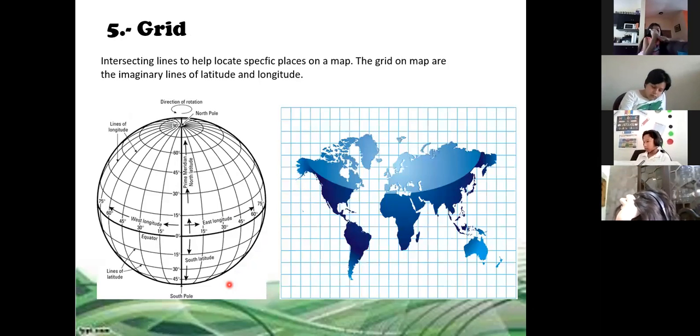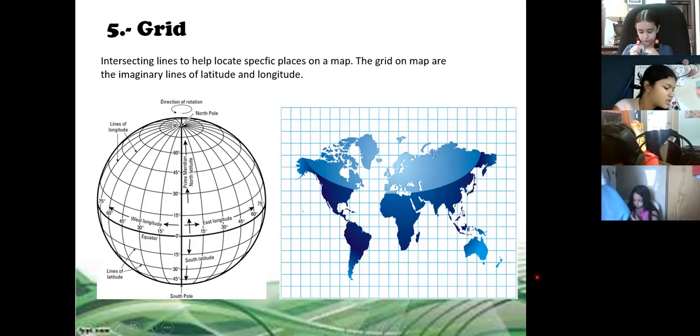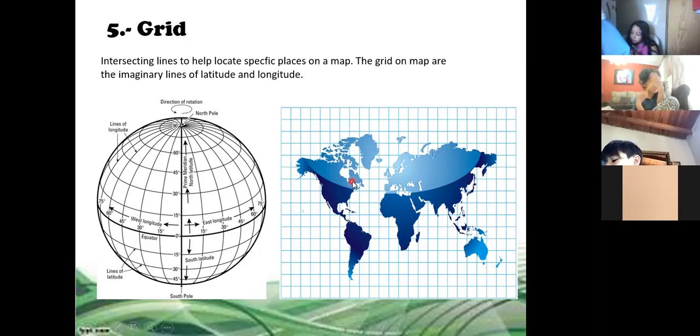Also, on a map we can find a grid. What is a grid? Historic lines to help locate a specific place on a map. The grid lines on maps are the imaginary lines of latitude. The final word? Latitude and longitude. That's right. They are intersecting lines. That's a grid. Intersecting lines that help us to locate a specific place.